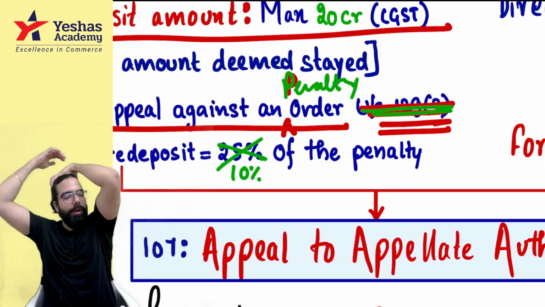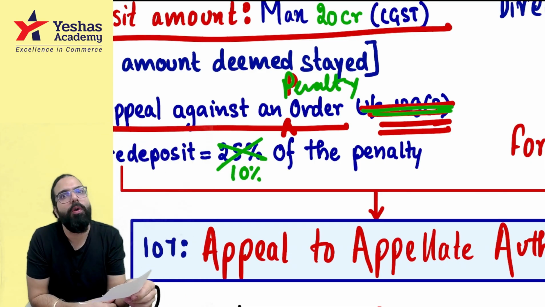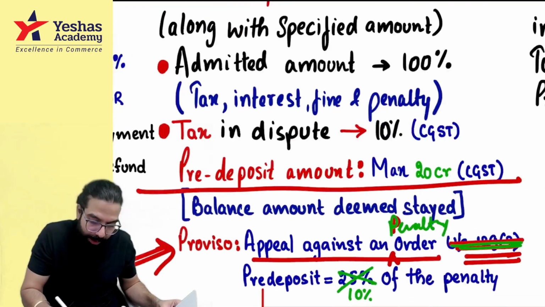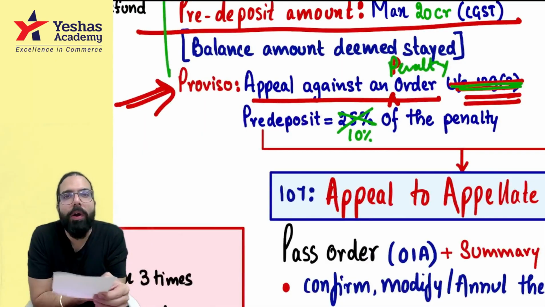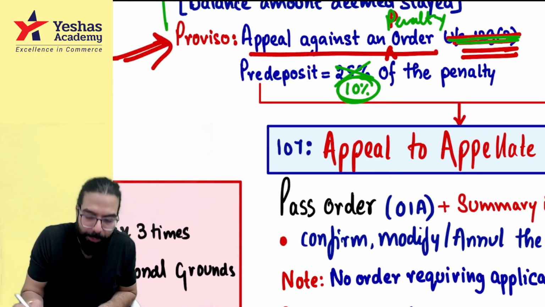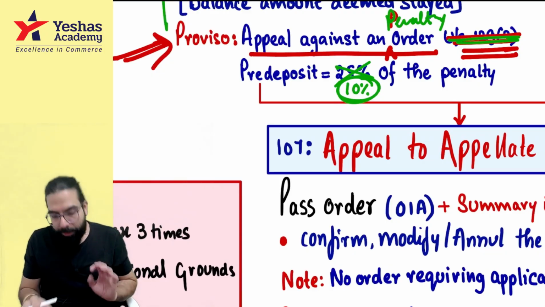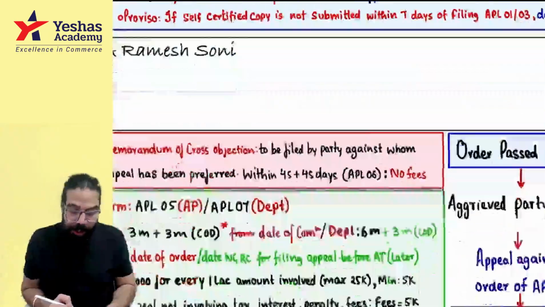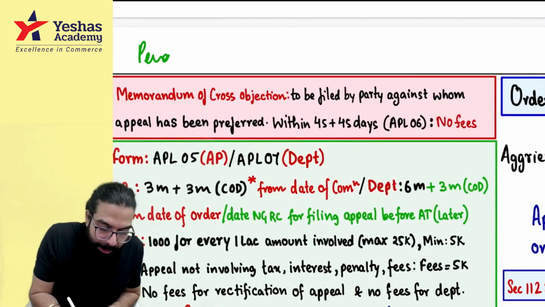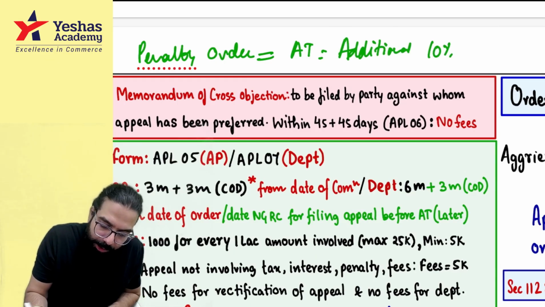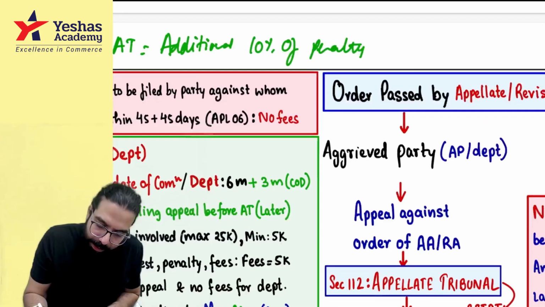So for example, I received one order relating only to penalty. If tax, interest, and penalty are all there, then you will come to the above pre-deposit. But if I receive a pure penalty order, section 122, 125, 129, any penalty order, only pure penalty, then remember one thing: whatever penalty is there, I have to pay 10% as pre-deposit. It's not 25% now, it is 10%. Against the penalty order, if I go to the appellate authority, I should pay 10% of the penalty. If you go to the appellate tribunal, an additional 10% of the penalty is the pre-deposit.